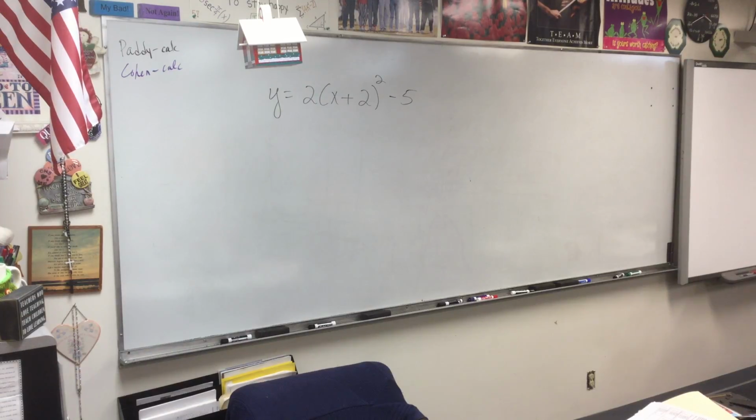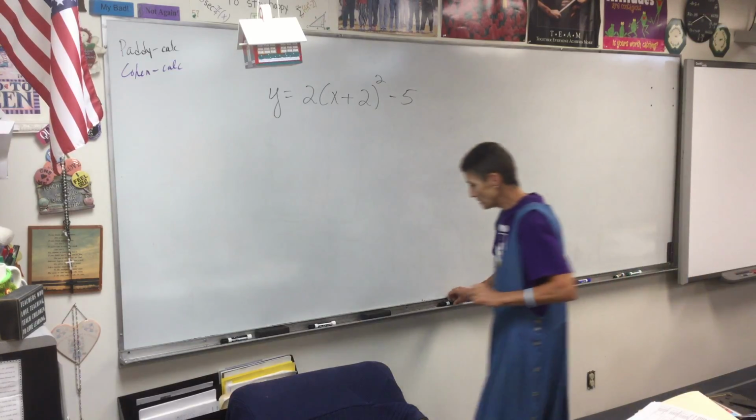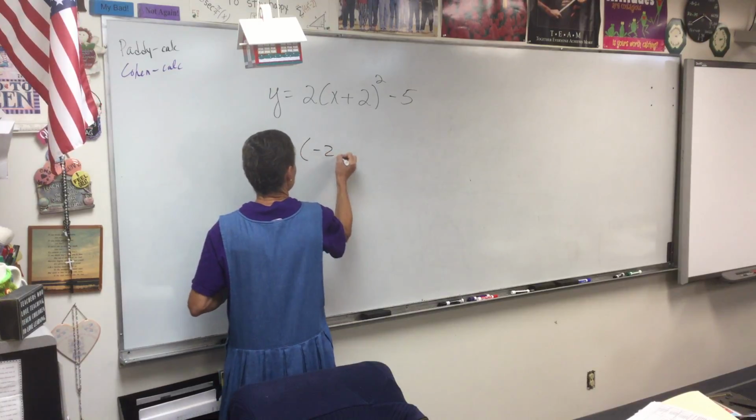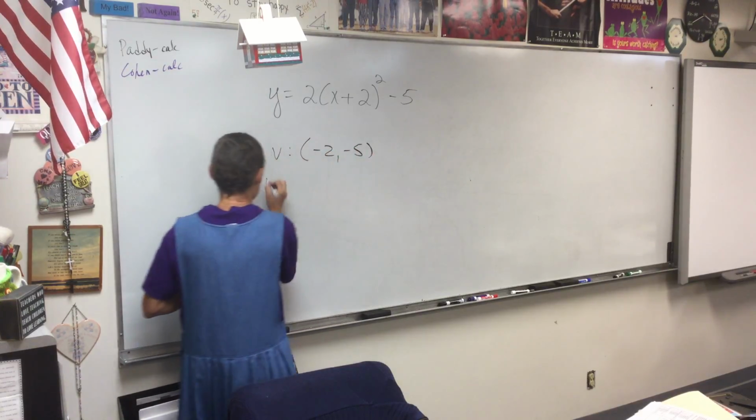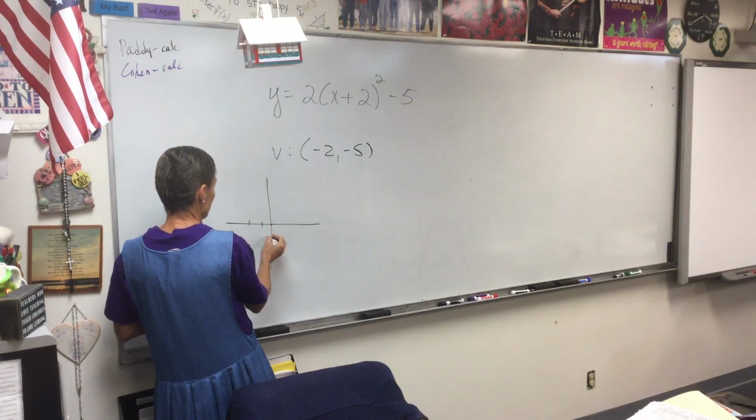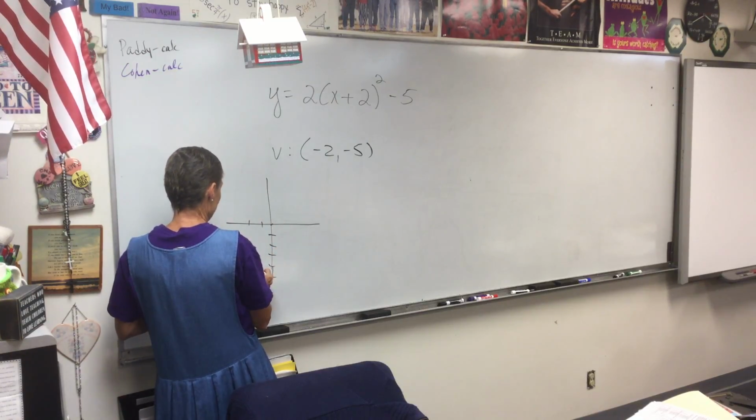What we're talking about when we say it went left 2 and down 5, right? Okay, so that was easy. We have a parabola. Its vertex is (-2, -5), because we moved it left. Here's where it started. We moved it left 2 and down 5.